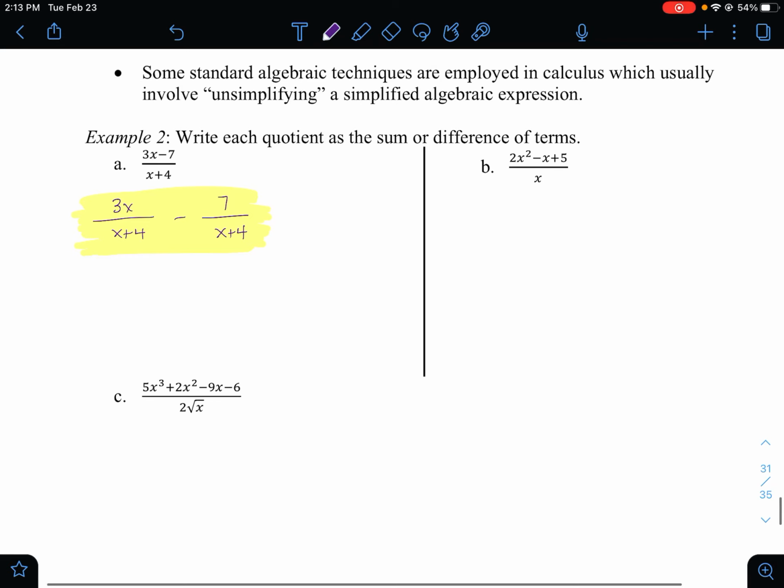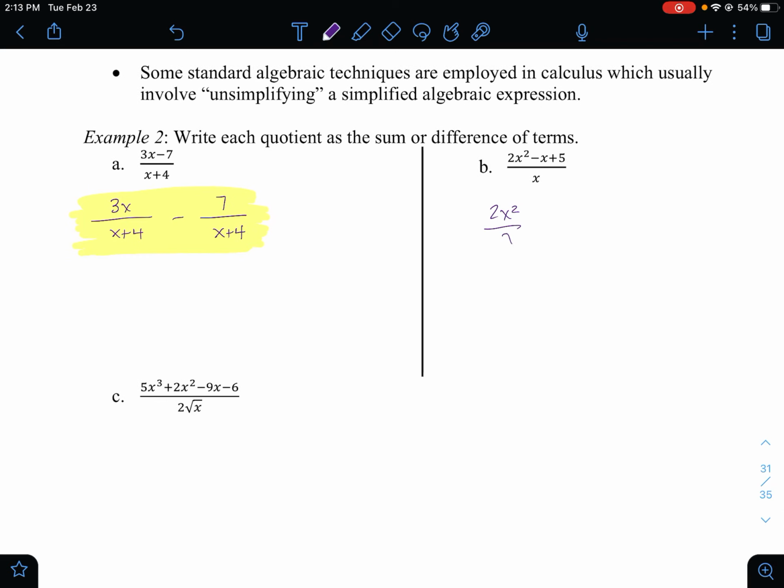All right, the next one. 2x squared over x minus x over x plus 5 over x. Again, simplify if possible. So here we would have 2x minus 1 plus 5 over x. That would be acceptable, or sometimes you would see it as 2x minus 1 plus 5 times x to the negative 1. It just depends if we need to write it with a negative exponent or not. So you wouldn't need both, just one of them. If they specified write with a negative exponent, then do that. If not, then the first one's fine. I will generally accept either one.